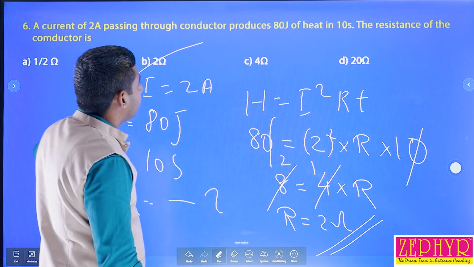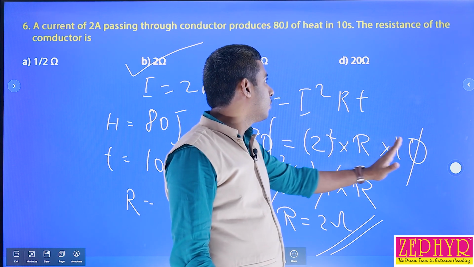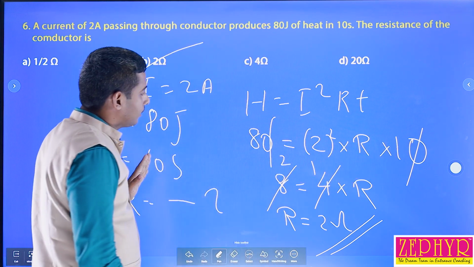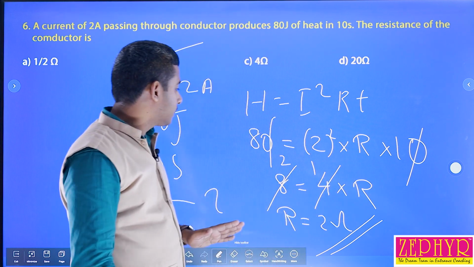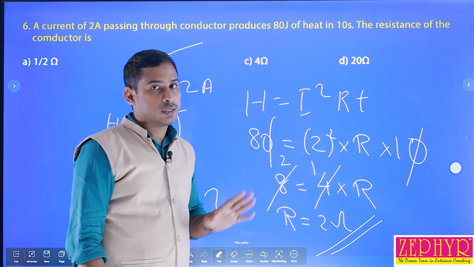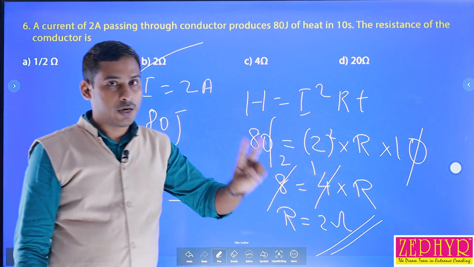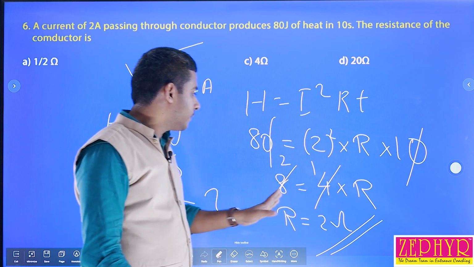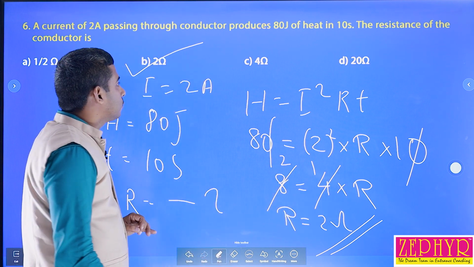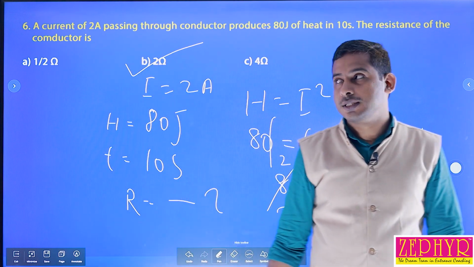They said H equal to I square R T, so 80 equal to 2 square into R into T. They said 10, so 8 equal to 4 into R. From this, 8 and 4, they cancelled. That means in 8, how many 4s do we have? 2 4s we have. So 2 equal to 1 into R. From this we can say R equal to 2 ohm. So that is the final answer.